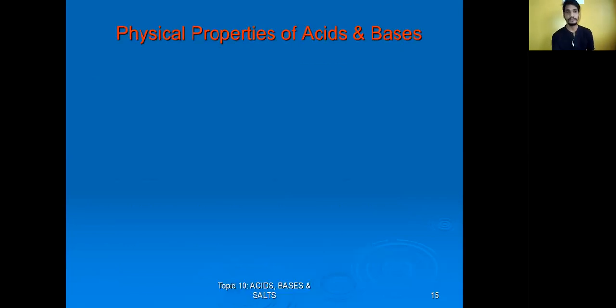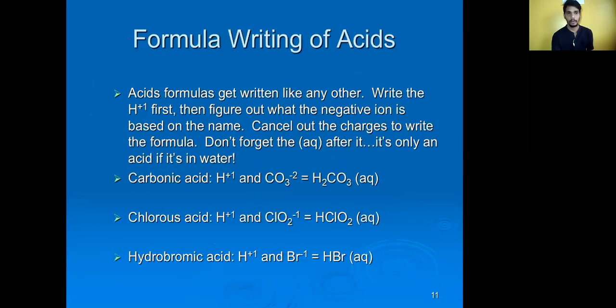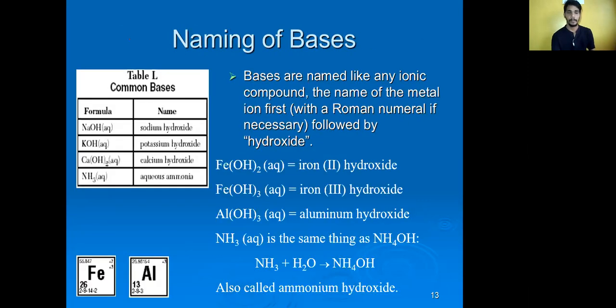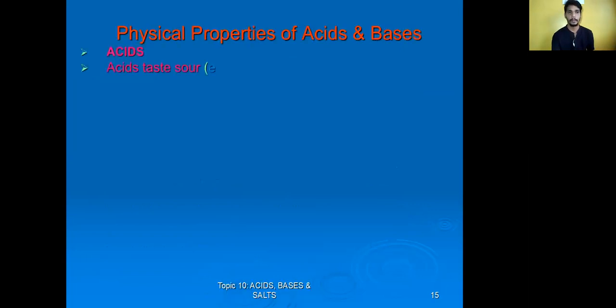Now let's talk about the physical properties of acids and bases. We have learned the properties of bases, how to write the acid formula, and how to write the base formula. Now we are moving to another part, termed properties of acids and bases. So what is the first property of acids and bases we're going to talk about?